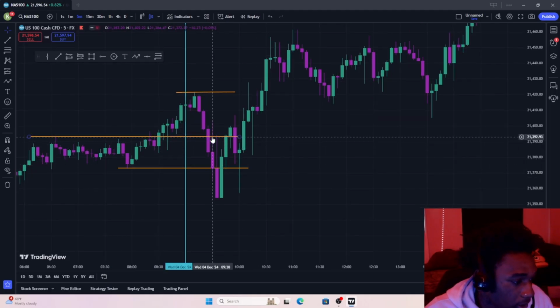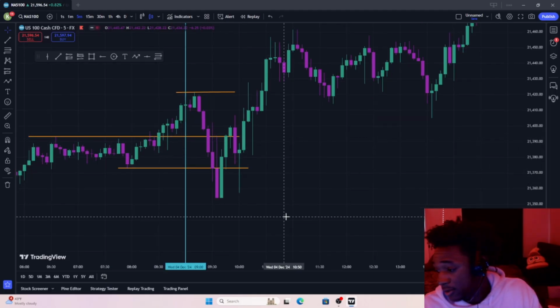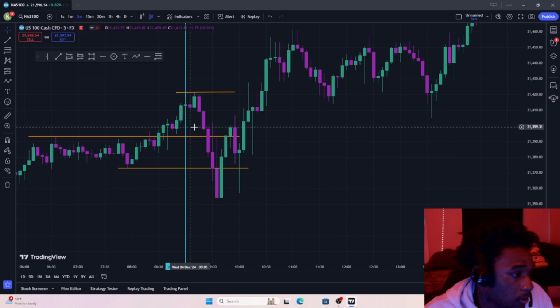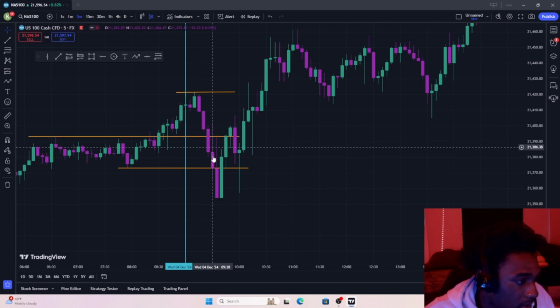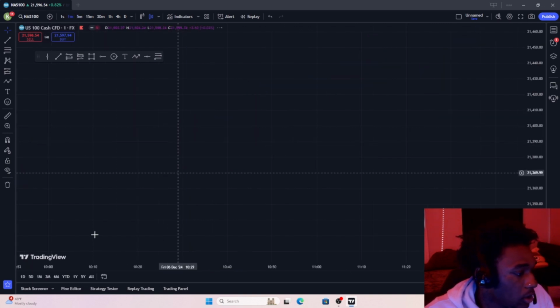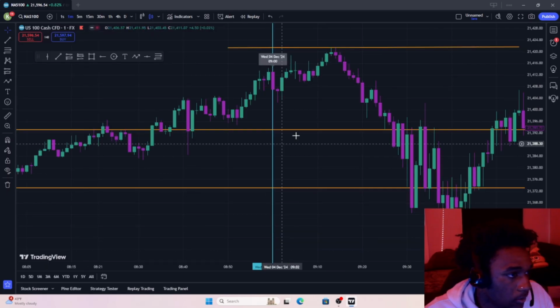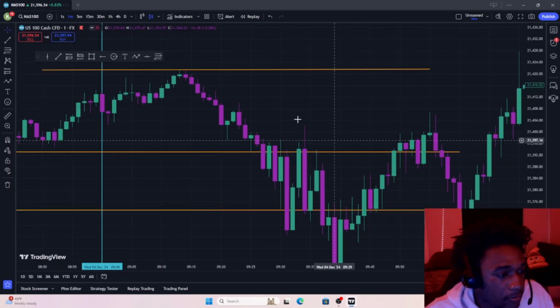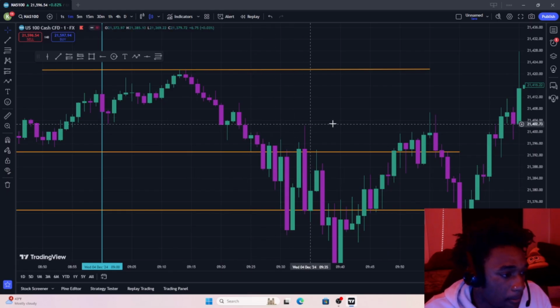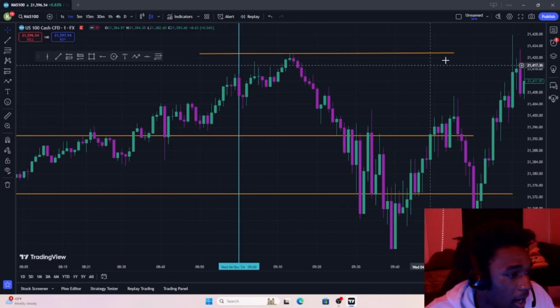So 9:30 a.m. hits. I lost this trade, by the way. This is the trade that I lost on NAS 100. As you can see right here, this is the 9:30 candle. Now, if we go on the 1 minute time frame and go back to Wednesday, price action was very choppy. We were waiting until 9:30 a.m.